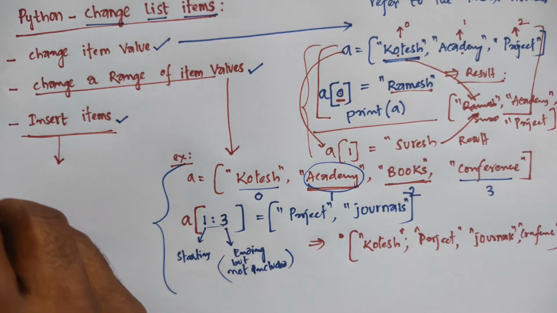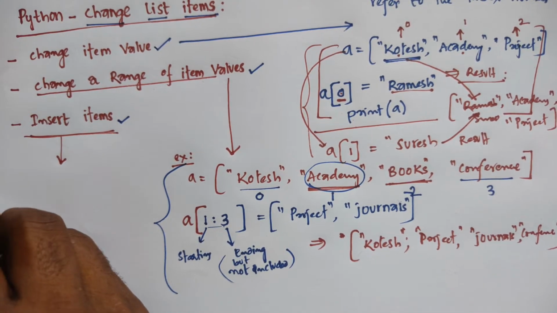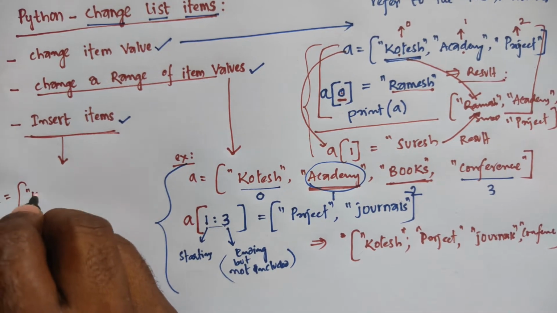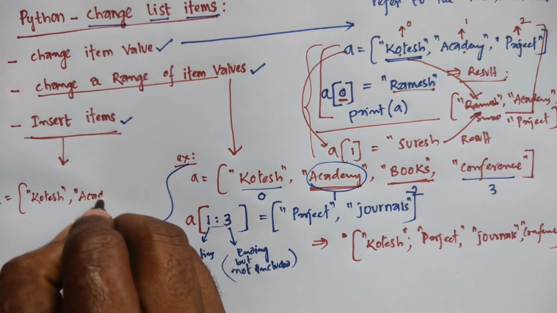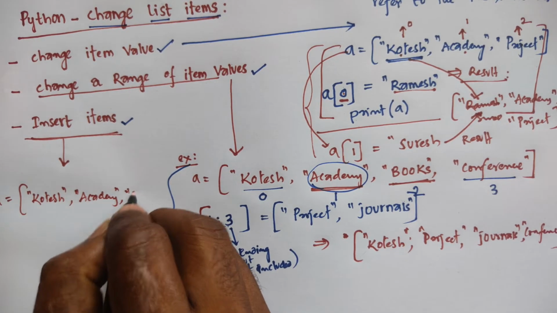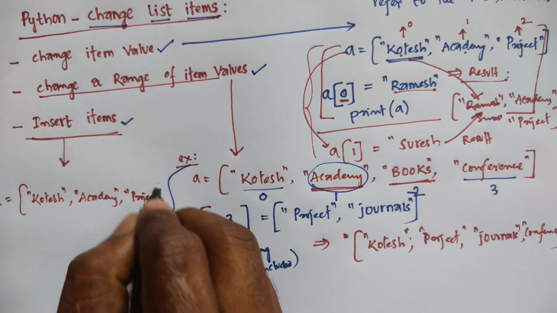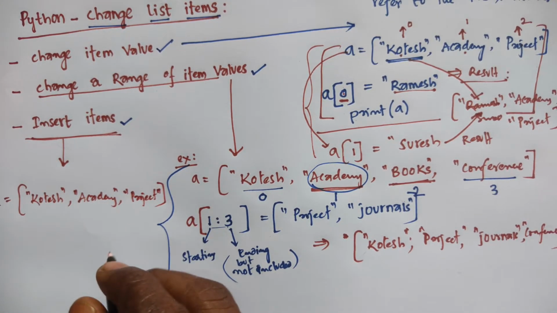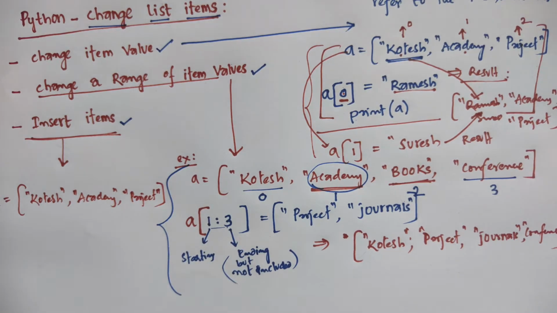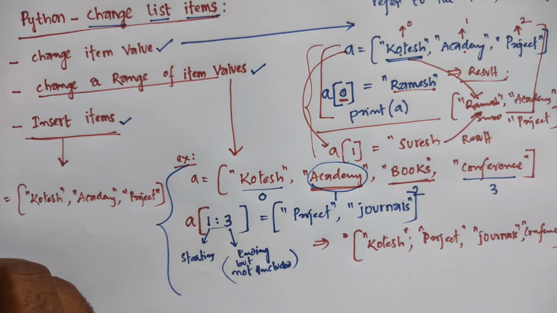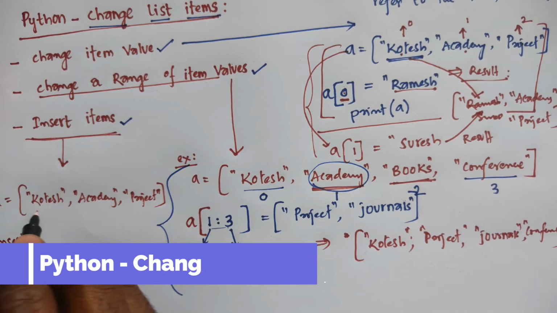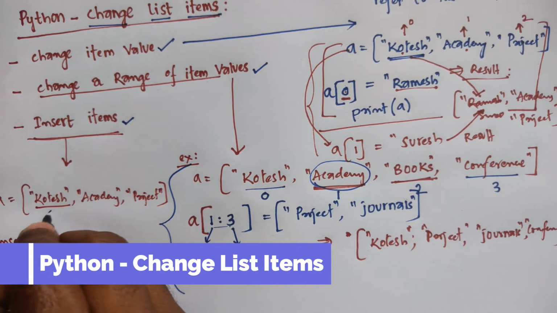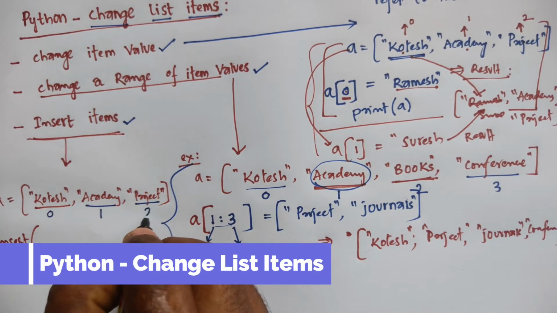Generally, the best example for this is you are taking A is equal to quotation, then one is academy, and one is project. Now you have to insert the new value. Where do you have to insert? Okay. At this moment you can take A dot insert. In which position? Here this position is 0, this one is 1, and this one is 2.